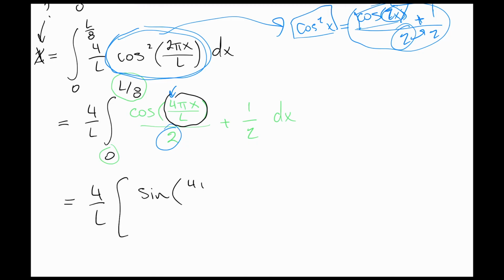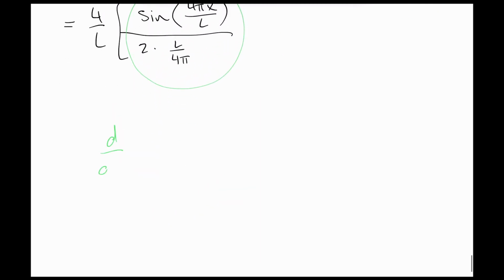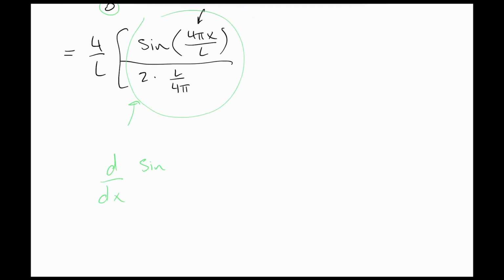And then here I can put 4 pi x over L, but I need to divide by this entire thing inside. So here I'm already dividing by this 2, so this 2 stays, and when I divide by this thing, I get L over 4 pi, right? The reason I'm doing this is because, take a look at this. This is how I kind of do this in my head. If I take a derivative with respect to x of this whole thing, I have the derivative of sine 4 pi x over L, then I have 2L over 4 pi.